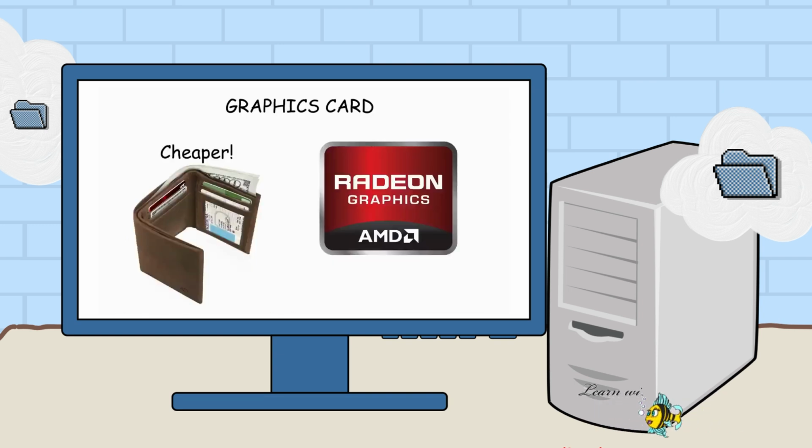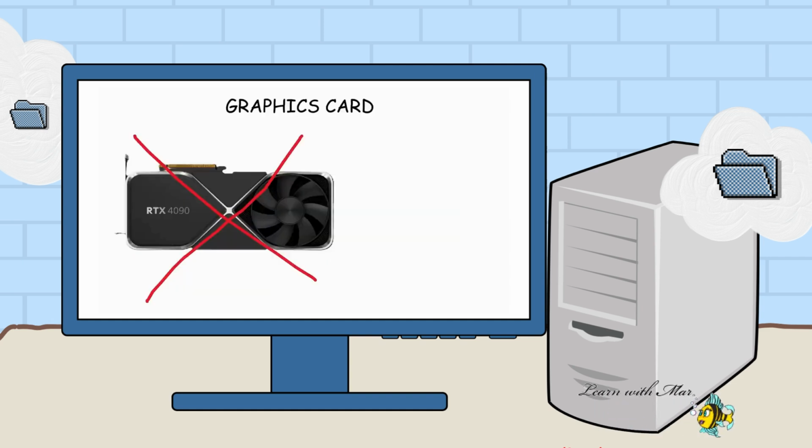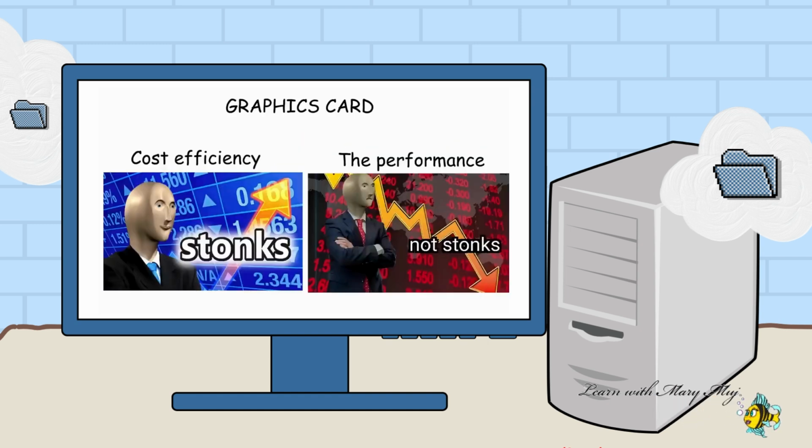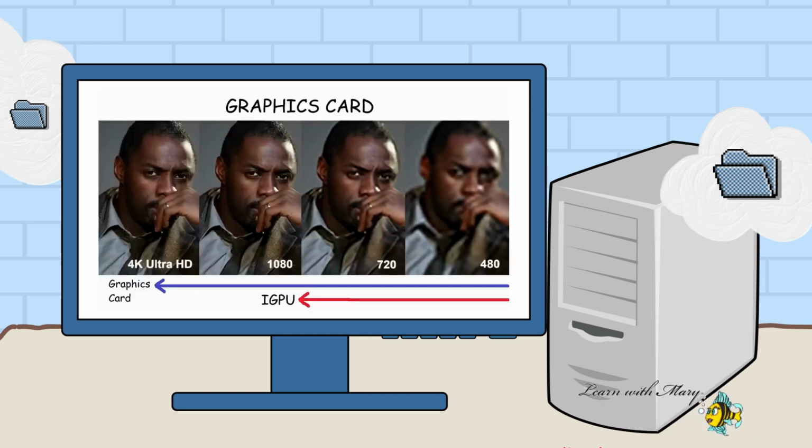But there's another one that's relatively cheaper, and it's called integrated graphics, or iGPU. Unlike the dedicated graphics card, the GPU becomes one with the CPU and uses the processor's power, which makes it cost-efficient but often weaker in performance. So when you play heavy games, you have to use lower graphics settings to avoid lagging.